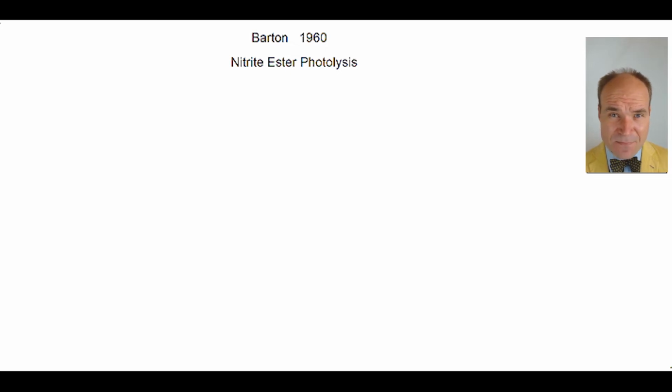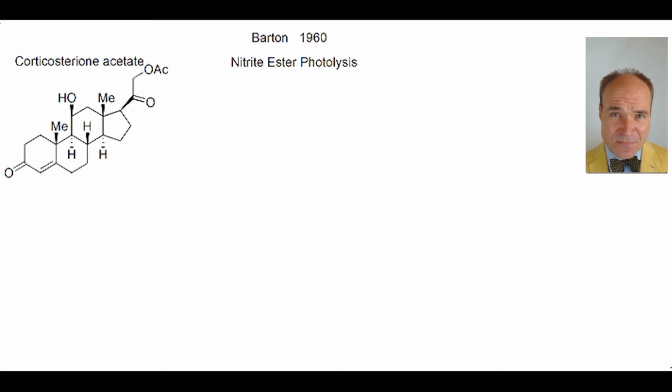More specifically, Sir Derek sought to solve a problem of converting a readily available steroid into an uncommon steroid. This is called partial synthesis, starting from one complex natural product and making another. Incidentally, total synthesis is where you start from simple small molecules to make a complex natural product, not applicable in this case. The steroid he started with was corticosterone acetate.